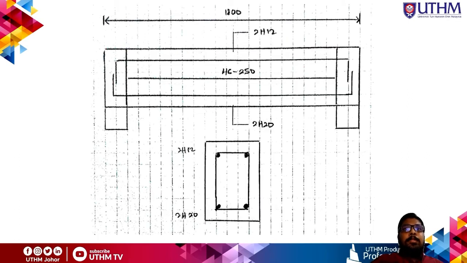After designing a stable beam for my simply supported beam, I conclude that this is the proper detailing for my beam: the link that I have used is H6-250 and two sizes of rebar. The first one is 2H12 and the second one is 2H20. That's it for my simply supported beam. Let's continue with the continuous beam.